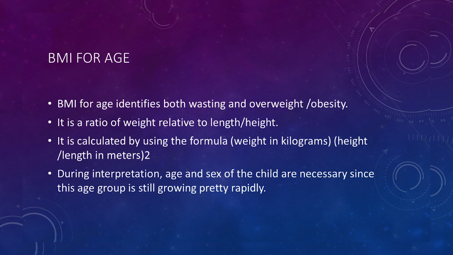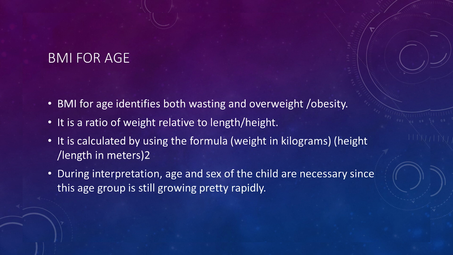Now, BMI for age. This is another measurement which is very useful in diagnosis of wasting, overweight, obesity and underweight of the child. The BMI, that is body mass index for age, identifies both wasting and overweight. It is a ratio of weight relative to length or height. It is calculated using the formula: weight in kilograms divided by height or length in meters squared.